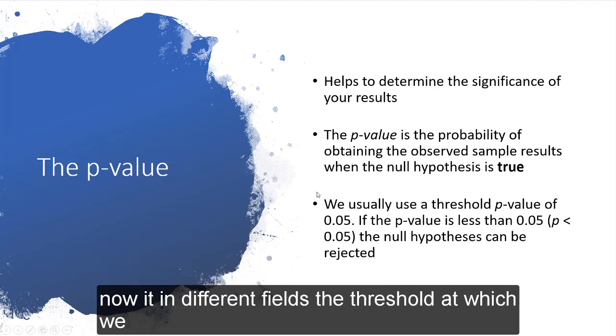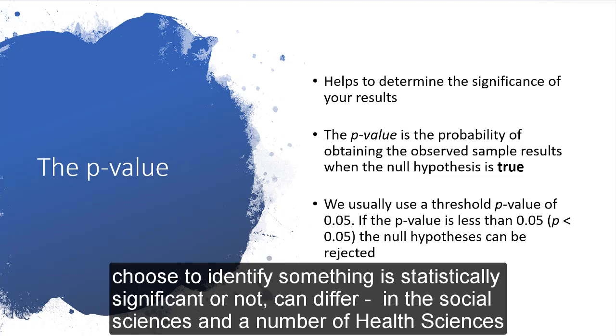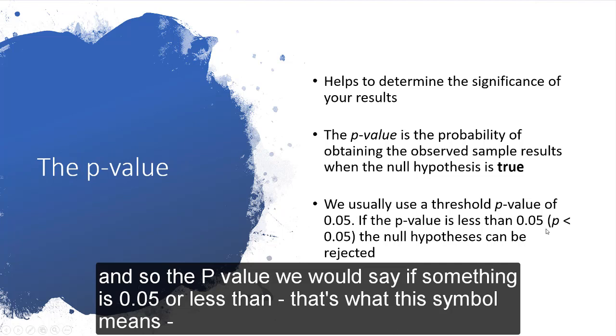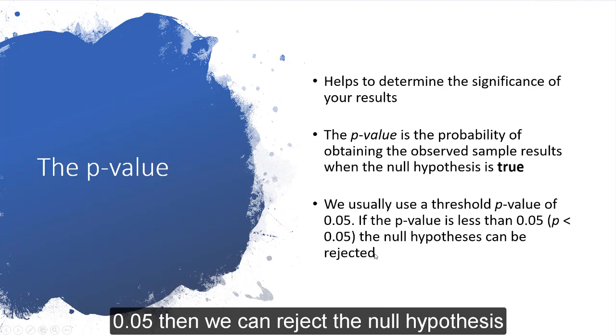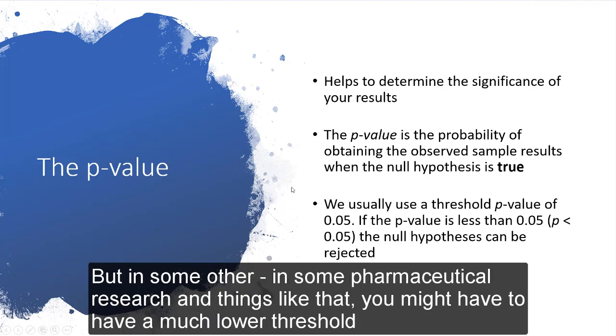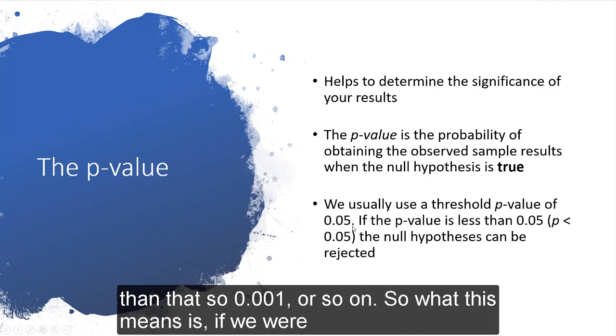Now, in different fields, the threshold at which we identify something as statistically significant or not can differ. Now in the social sciences and in a lot of health sciences, we tend to choose a cutoff of 0.05. So the p-value, we would say if something is 0.05 or less than, that's what the symbol means, then we can reject the null hypothesis and we can say that something is statistically significant. But in some pharmaceutical research and things like that, you might have to have a much lower threshold than that, so 0.001 or so on.